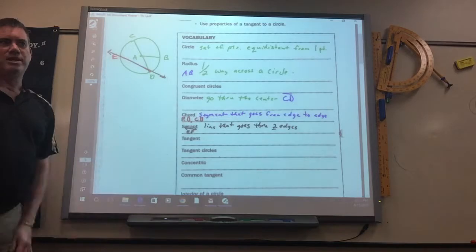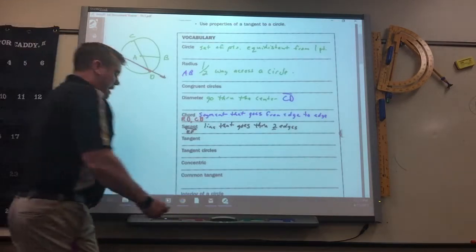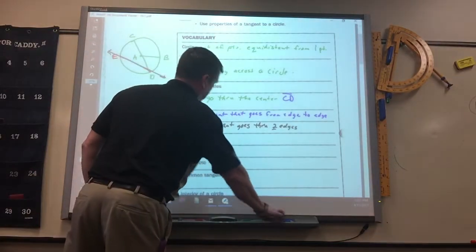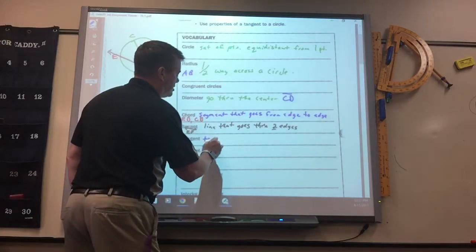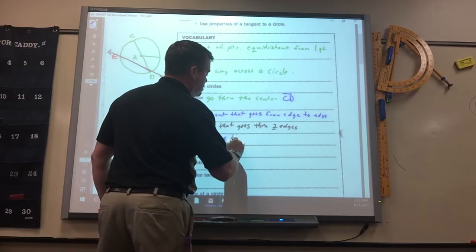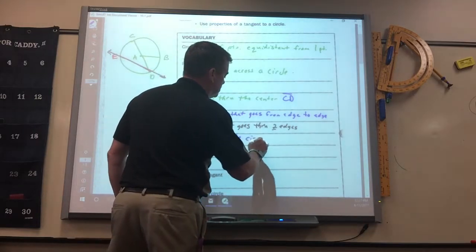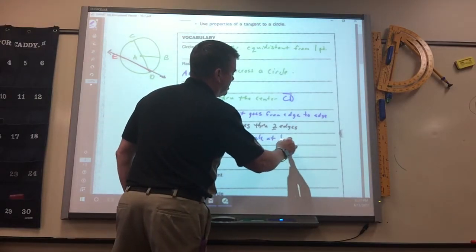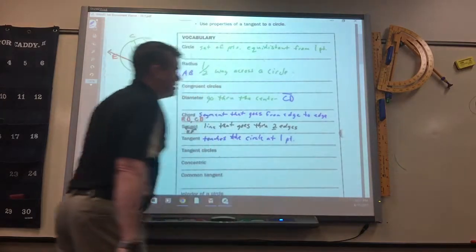Understand? A tangent touches the circle at one point.